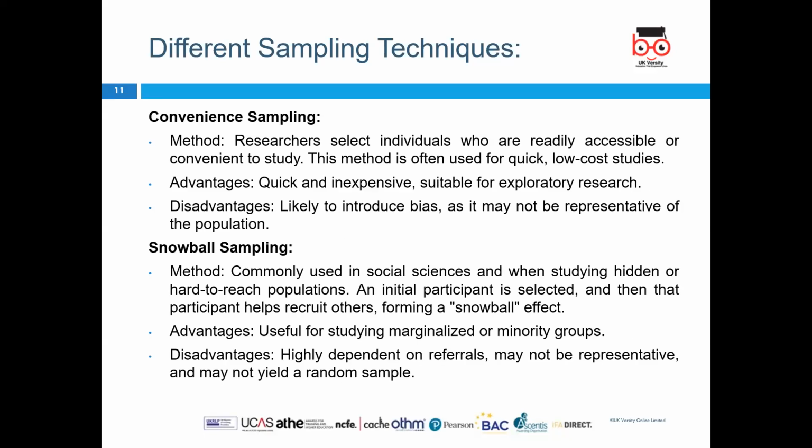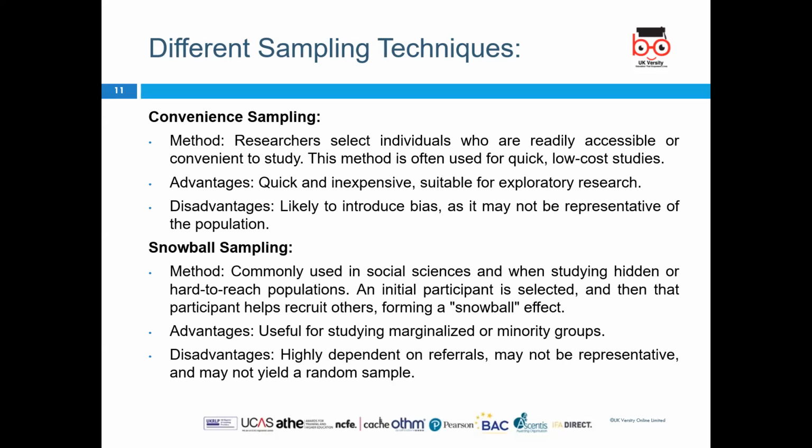Then we have convenience sampling. In convenience sampling, the researchers select individuals who are readily accessible or convenient to study. For example, if you want to conduct research on university students who do not have work experience, it will be very convenient for you to collect data from your own university wherever you are studying. That is an example of convenience sampling. The main advantage of convenience sampling is that it is quick and inexpensive and it is suitable for exploratory research.